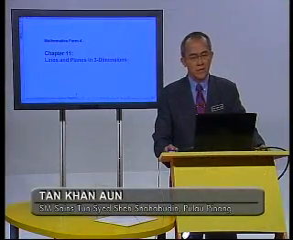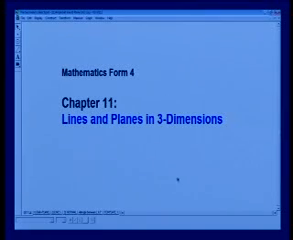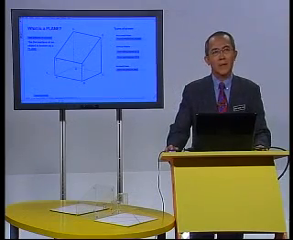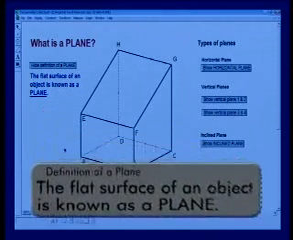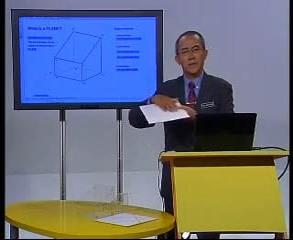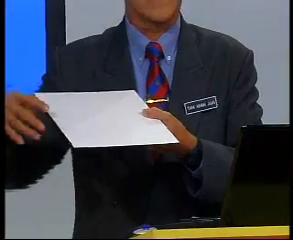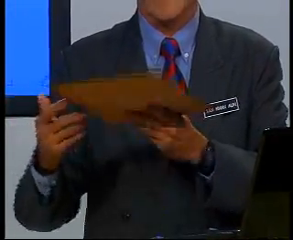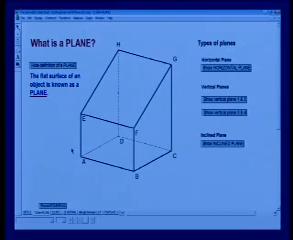Boys and girls, today we are going to talk about lines and planes in 3 dimensions. What is a plane? The flat surface of an object is known as a plane. This is a flat surface, and we can call it a plane. You look at the screen here. It's a 3D object, but represented by a flat surface, which is 2 dimensions.